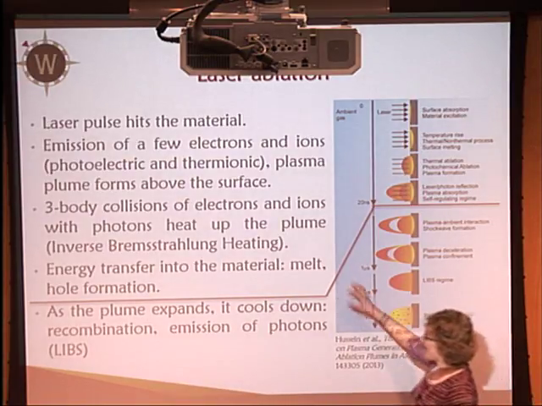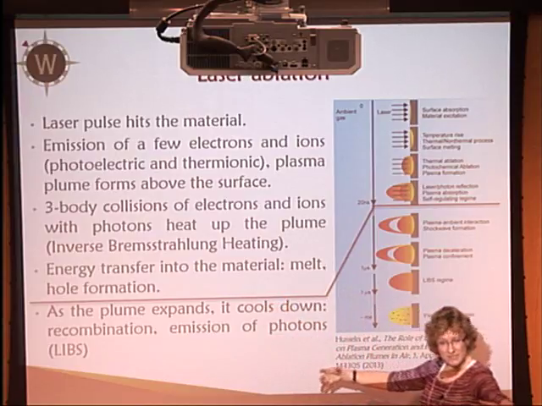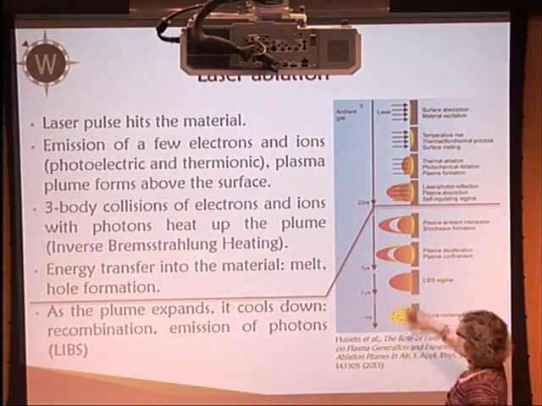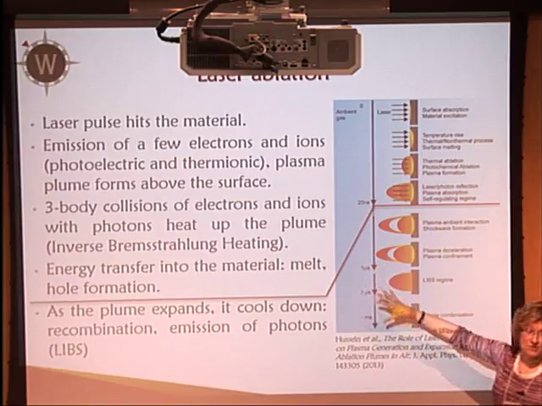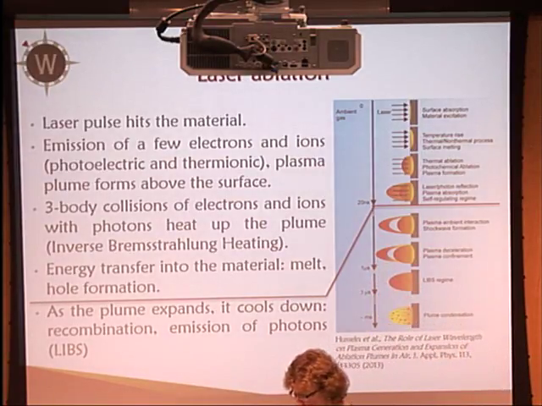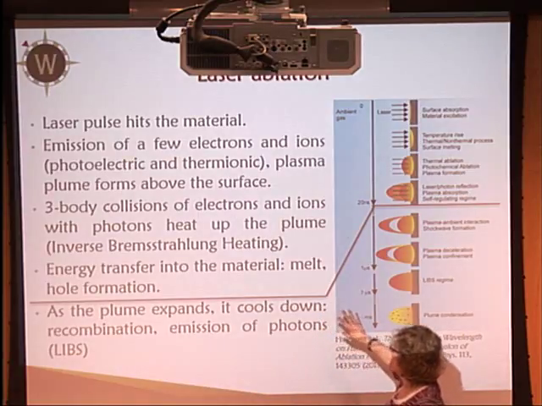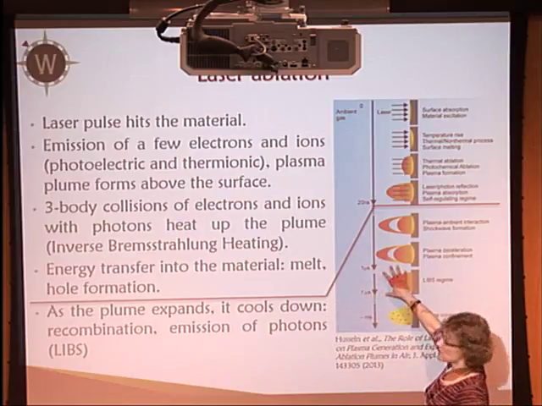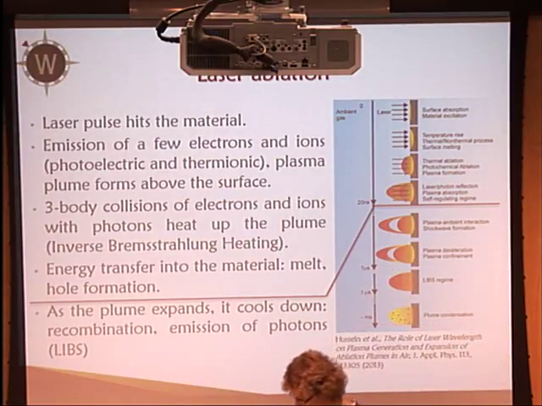Now, after that, once you have this plume, the plasma plume expands, it cools down, and the electrons and ions can recombine, and that gives you characteristic light emissions. Typical time scale for that is on the order of microseconds. Okay. And these two projects I'll tell you about in a moment, one of them looks essentially at what's left behind in the material, and the other one looks at this light emission.